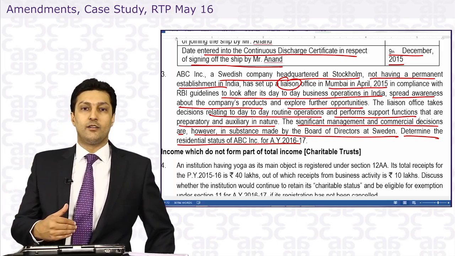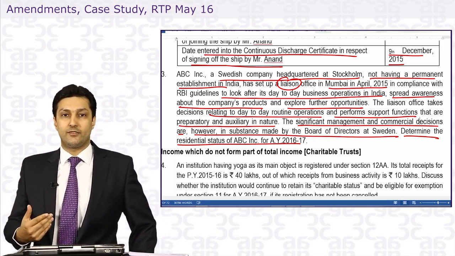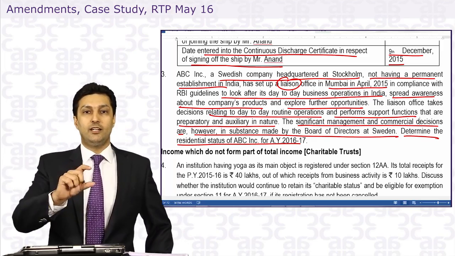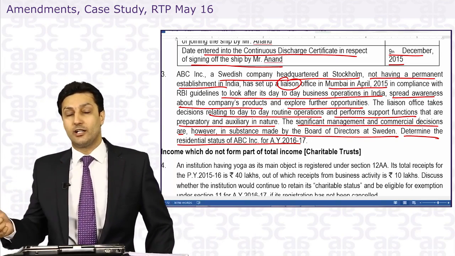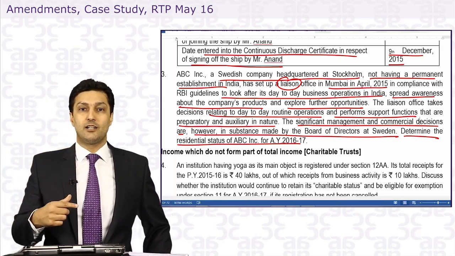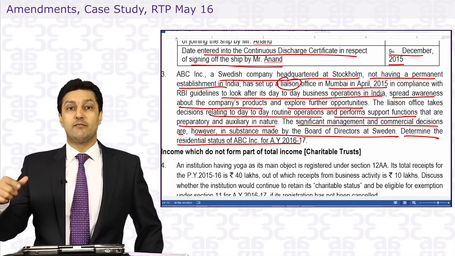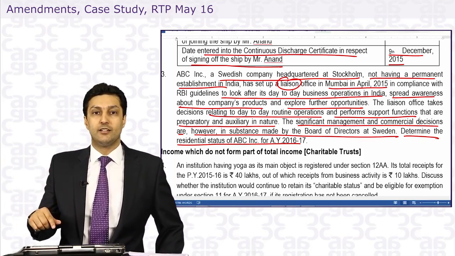The last paragraph, from a discussion of the above two paragraphs, you write down, we infer that the place of effective management of ABC Limited is not in India. Therefore, ABC Limited is a foreign company which is a non-resident of India for the year 15-16.